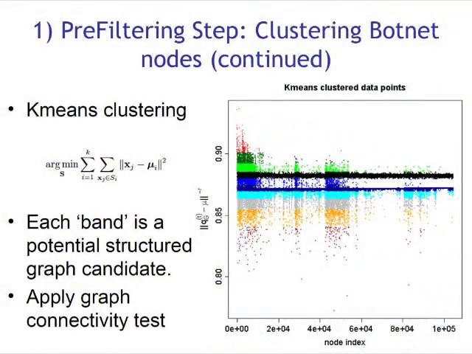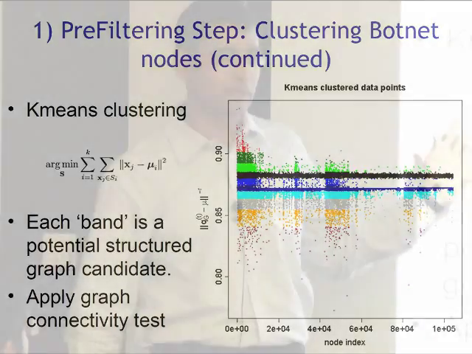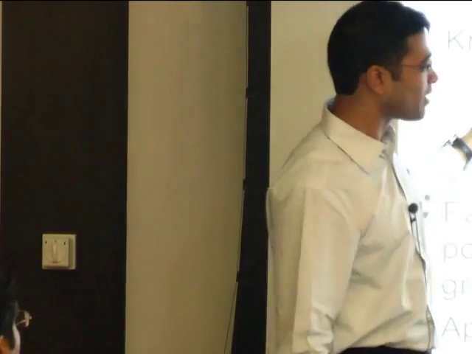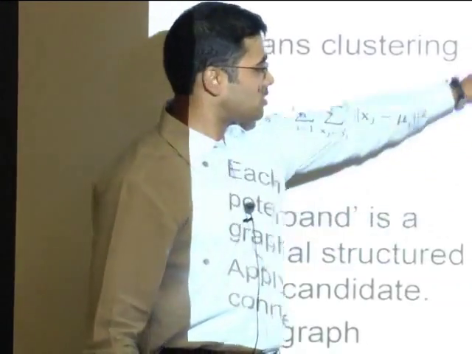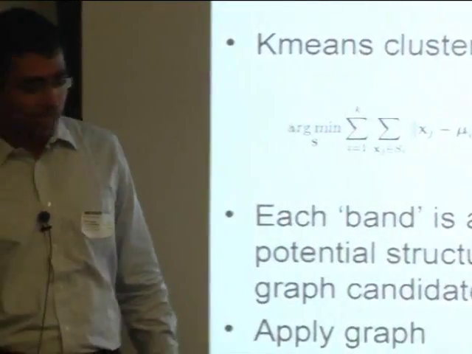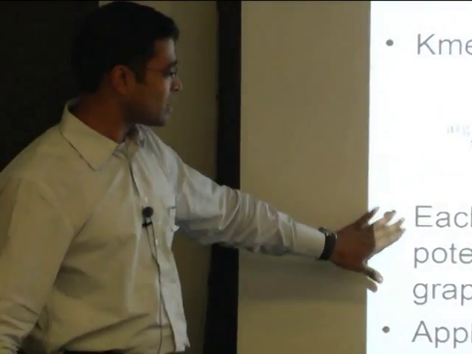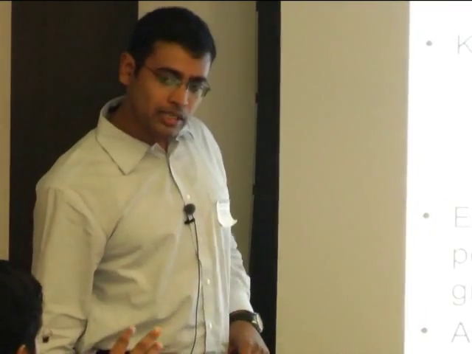So now you apply a simple k-means algorithm. K-means, you have to specify k; replace it with x-means, where you don't have to. It's a non-parameterized clustering technique. Very simple. And it gives you something of that sort. And now each band is basically a candidate. We are clustering on P of T, the probability mass associated with each node. That's what we are clustering on.